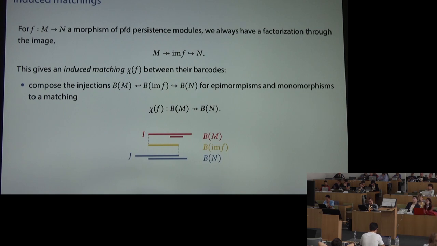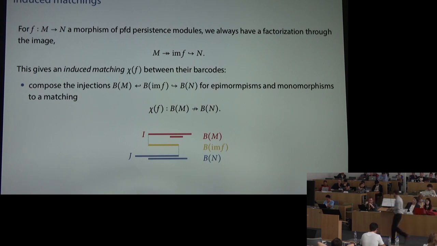Maybe one thing worth noting, the image of a morphism is itself a persistence module. It's itself a vector space at each index. Okay? And studying surjections, the surjection from M to the image of F gives me a matching of intervals, and then from image F to N gives me another matching, and you see in this illustration, I just composed the two matchings. And that means there's one long interval in I, one long interval in J, and they're matched up by this, because the interval in the image of F has the same left endpoint as that of M, and the same right endpoint as that of N.